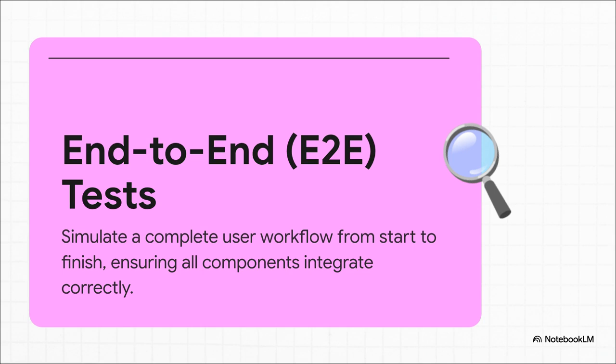And finally, we have end-to-end tests. These zoom all the way out to see the big picture. So after you've checked all the little pieces with unit tests and made sure you haven't broken anything with regression tests, these tests make sure the entire workflow actually works together. For MLOps, this means you're simulating the whole shebang, from raw data coming in all the way through pre-processing right to a final model prediction. It confirms that all the parts are playing nicely together.